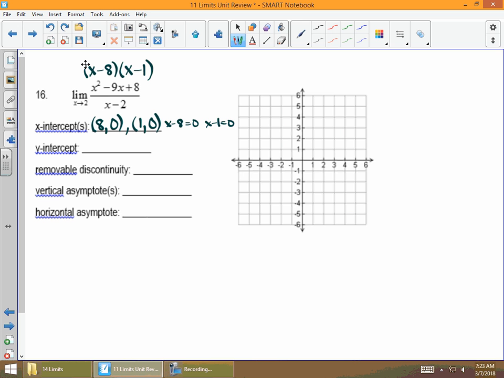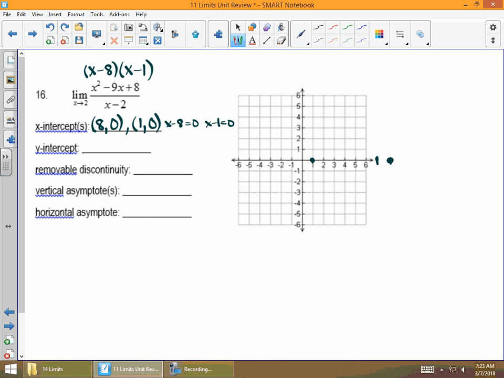And just like I have with the other two problems, I'm going to plot as I go. So 1, 0, and 8, 0. Oh, well, we'll just pretend like that's there for you. Okay, so y-intercepts.